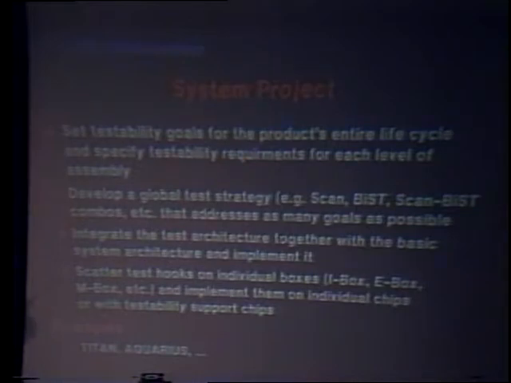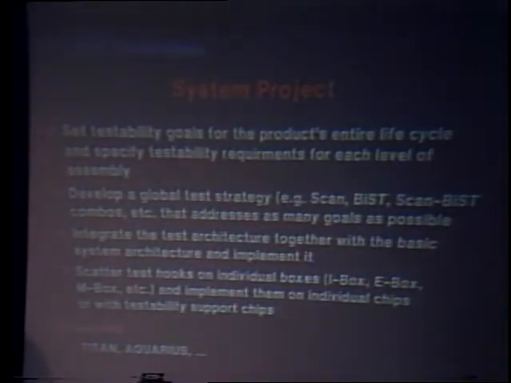The importance of this step is that if you were to add something which would only do testing, it would be viewed as a luxury by designers. So the goal here is to salvage as much of the system hardware as possible for the testing function. Having done that, whatever is left out, we should try to implement as test hooks on individual boxes and chips, such as iBox, eBox, or individual gate arrays, whatever the case may be, or with a set of testability support chips.